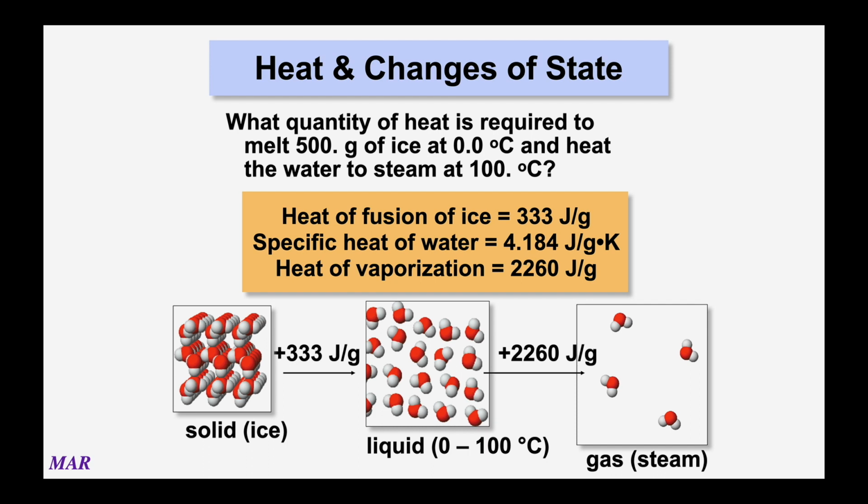So this is going to be a 3-part problem. In the first part, we're going to use the 333 joules per gram, and that's just to melt the ice. The second part of the problem is going to be one of the Q equals mc delta T things. We're changing the temperature. We'll use that 4.184 number to figure out the energy. And then finally, step 3 will turn the liquid water into the gas.